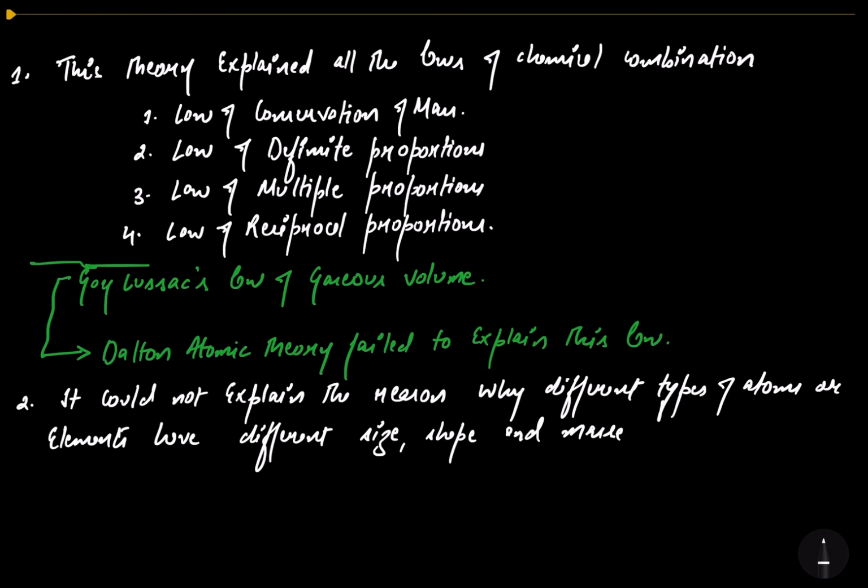But due to the advances of chemistry, we all know today that the elements differ with respect to the number of electrons, protons, and neutrons. At the time of Dalton, the electron and proton were not discovered. So that's why this theory could not explain why different types of atoms have different size, shape, and masses. Dalton atomic theory said yes, they are different, but why are they different? This reason was not given by Dalton. That's why this theory has a limitation.